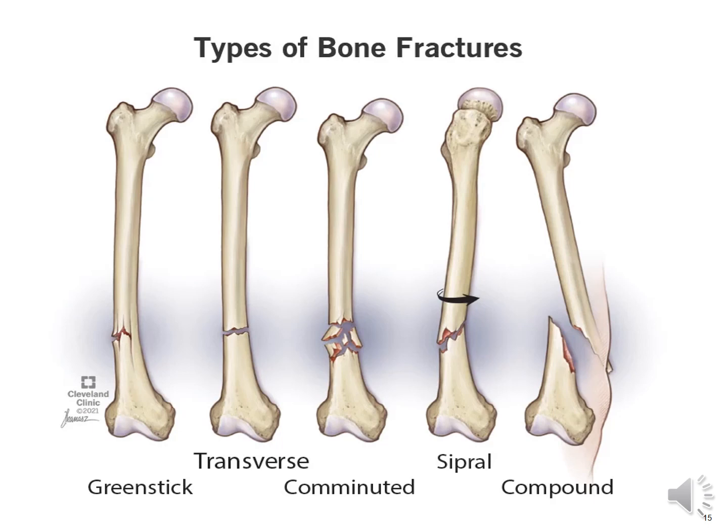Whereas something like a transverse fracture is a break caused by a direct force applied perpendicular at a 90-degree angle, so the fracture runs across the bone. A comminuted fracture is almost a shattering of the bone. It's a bone broken in several different places, with multiple fragments.